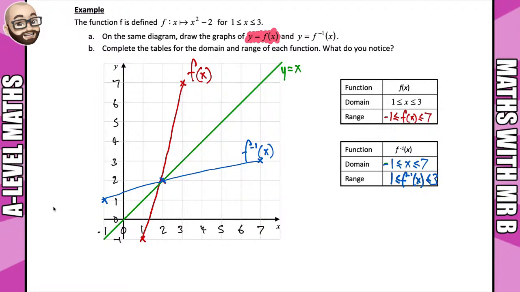So what do we notice? Well, we notice that the domain for the first function is the same as the range for the second, or its inverse, and the range for the function is the same as the domain for its inverse. This will always occur for any inverse functions if it's 1 to 1.